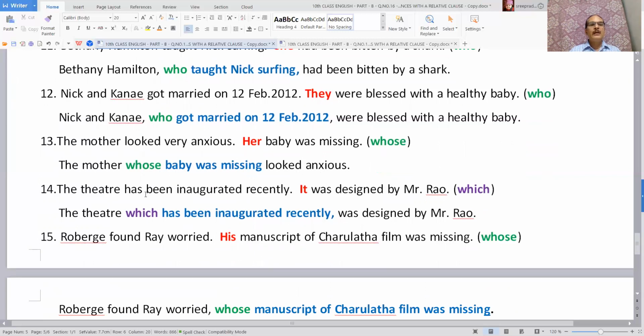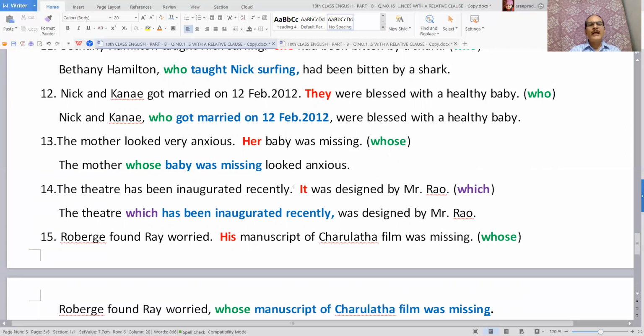The theater has been inaugurated recently. It was designed by Mr. Rao. The theater, subject in the first sentence. It, the subject in the second sentence. They refer to the same. So, moreover, the theater was designed by Mr. Rao. Which theater was designed by Mr. Rao?